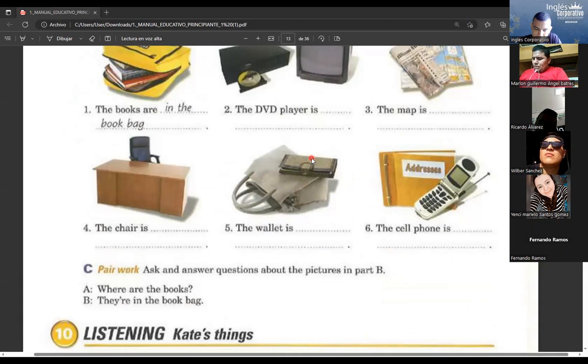Where is the wallet? Under. On the... How do you say cartera? Purse. Purse, okay. Entonces, where is the wallet? No está, la billetera no está debajo. On the purse. On the purse, excellent. Very good.